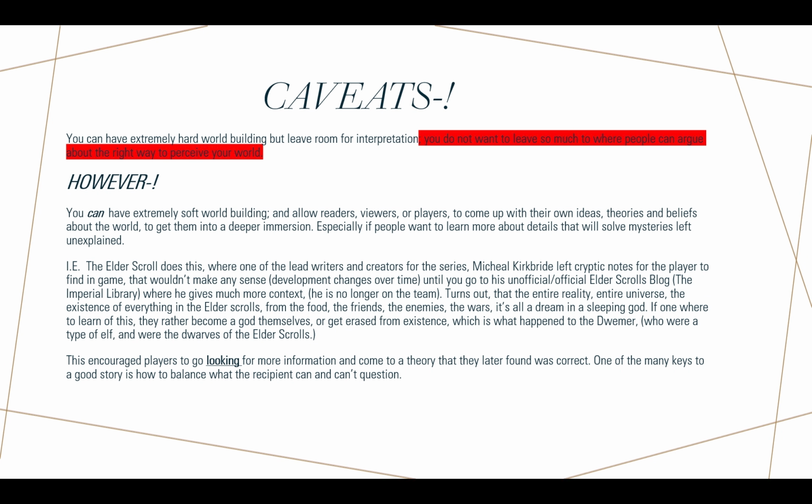And it turns out the entire reality, the entire universe, the existence of everything in the Elder Scrolls, from the food, the friends, the enemies, the wars, is all a dream of a sleeping god, where if one learns of this, they either become a god themselves or are erased from existence. This is called achieving Kim, and I believe it's some zero. So you either zero out, I say zero out, that's a phrase I created, but that's not the point. So you either zero out, you're done, you're dead, or you achieve absolute Kim, and then you become a god.